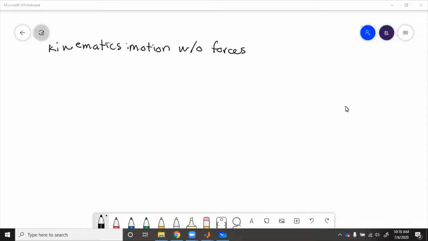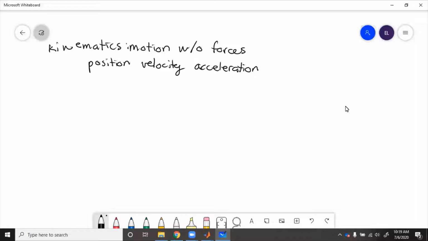So kinematics is the study of motion in the absence of forces. This is like position, velocity, acceleration, where there can be under the influence of gravity, but there's nothing else pushing or pulling on them.